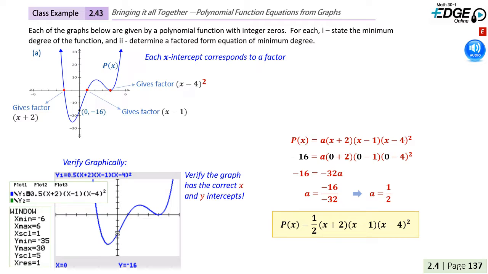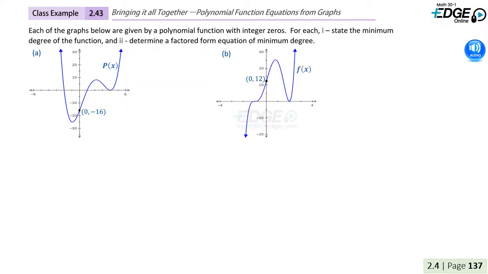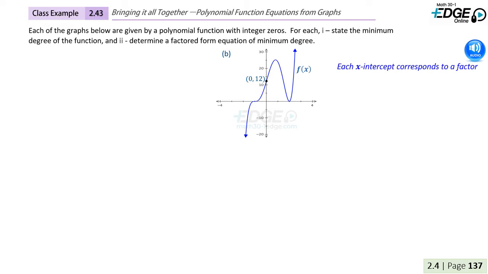It's always a good idea to verify our work graphically using our calculator. Here, by typing in as y1, we can see that the x-intercepts correspond, as does the y-intercept. We will see that the steps in part B are almost identical to those of part A. We'll start by identifying the x-intercepts and writing the corresponding factor of each one.